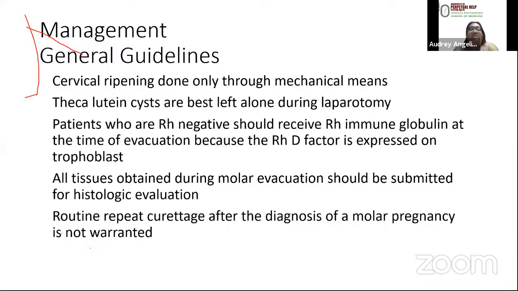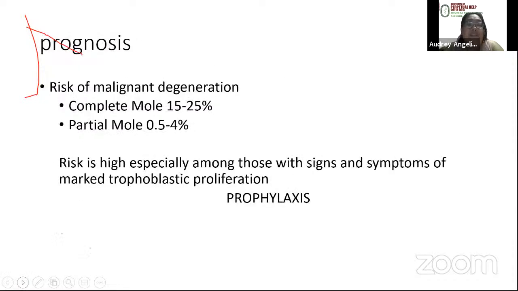Okay. Guidelines for suction curettage are the following. Cervical ripening should be done only through mechanical means, so no cervical ripening by medical induction and the like. For mechanical, you either use a balloon catheter, Hegar's dilator, or laminaria. Theca lutein cysts are left alone during the procedure. Rh-negative patients should receive Rh immune globulin, and all tissues obtained during evacuation should be submitted for histologic evaluation. Routine repeat curettage after the diagnosis of a molar pregnancy is not warranted.